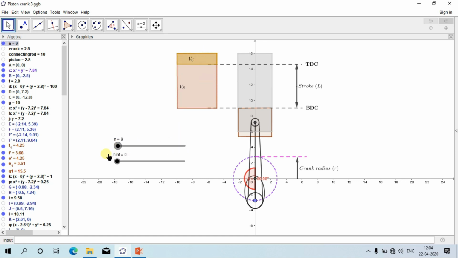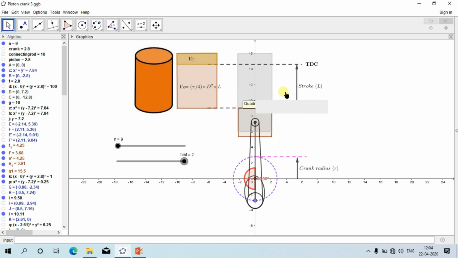We can calculate the value of the swept volume Vs. It is similar to the volume of a cylinder, which is pi by 4 d square into L. But we are not considering the complete length, we are just considering the stroke length L, because swept volume is the volume between TDC and BDC. So that is why swept volume is equal to pi by 4 d square into L.